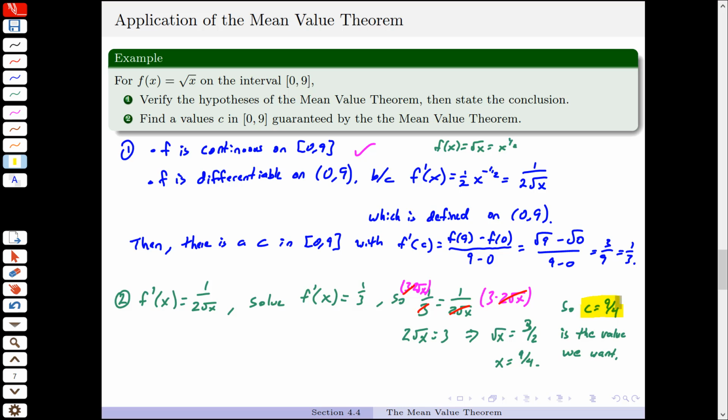All right, and that's between 0 and 9, right? That makes sense. That was guaranteed by the theorem. Okay, now let's take a look at what the mean value theorem is going to give us in the future.